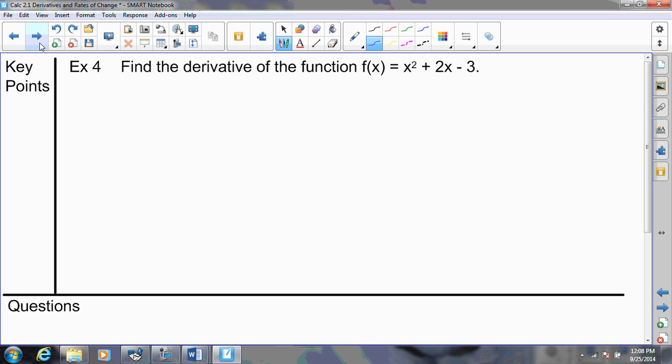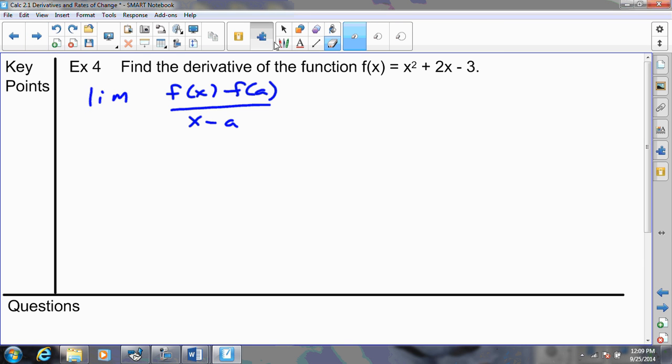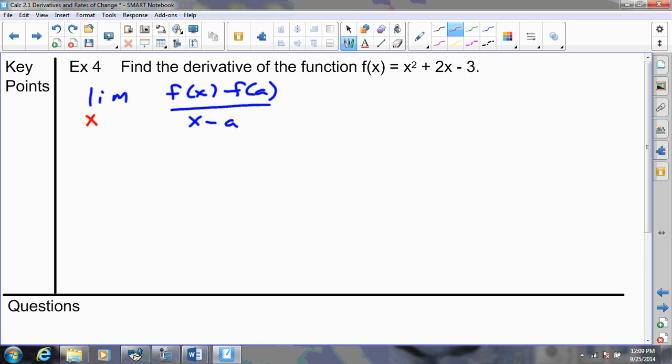So, find the derivative. Finding the derivative is no different than saying find the limit of the difference quotient. Find the slope. That's our f of x minus f of a over x minus a. So we can start plugging pieces in. I wrote that, hang on. I was combining the two forms for a second. I wanted blue. X approaches a.